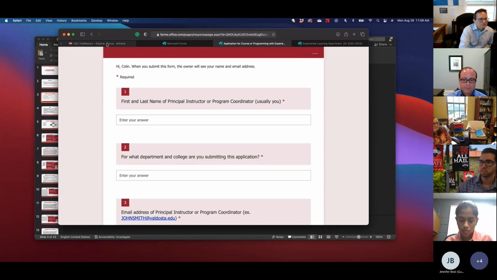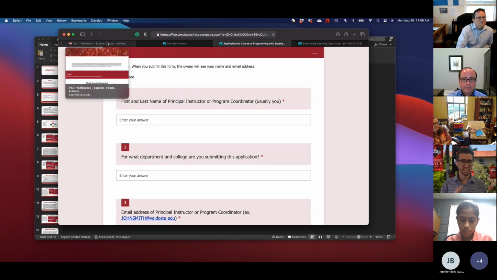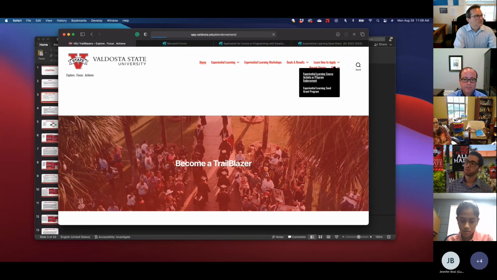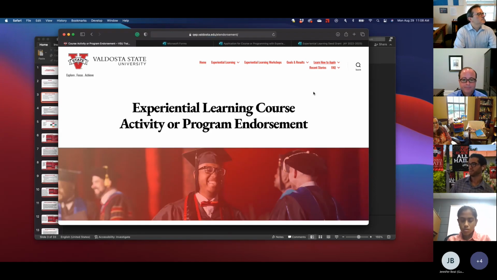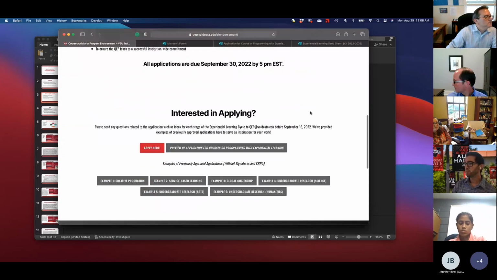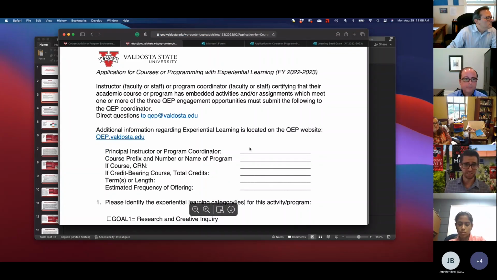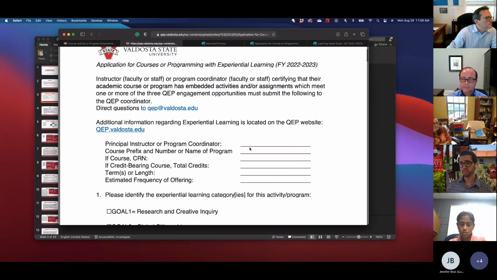Also, what we would strongly suggest before you get too far into the application itself is to go to the QEP website, where you're going to see a link called Learn How to Apply. You'll want to click on that. On here, there is a preview of the application. We would strongly suggest writing down all your answers beforehand. And this is going to make a lot more sense when we start talking about the different stages of the experiential learning cycle.